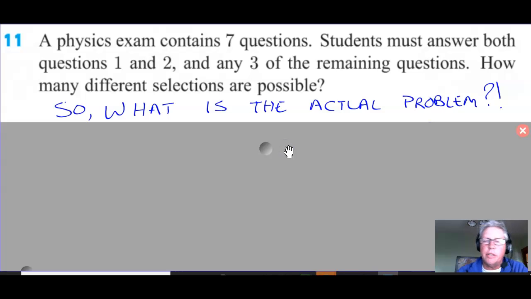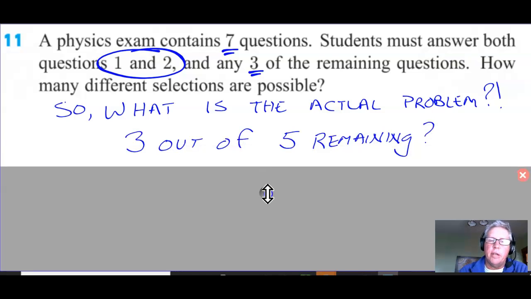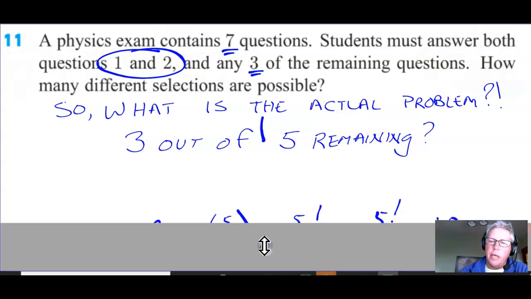Physics exam, there's 7 questions. Mr. Sayers says you've got to do 1 and 2, so you really need to choose 3 of the remaining questions. But how many are remaining? There's only 5 remaining. So you're asked, really, how many ways can I choose 3 out of the 5? So those land right in the wheelhouse of combinatorics.